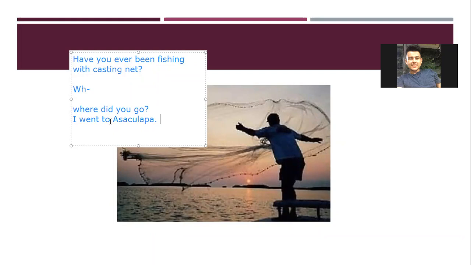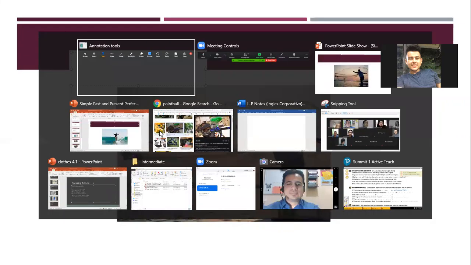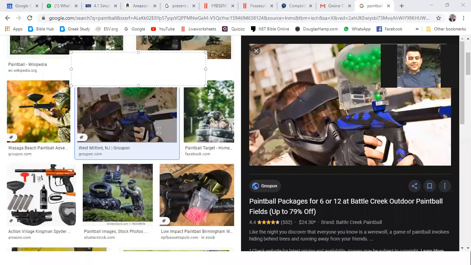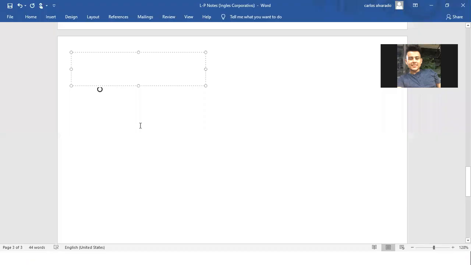Okay. Y eso es lo que vamos a hacer mañana también. Vamos a trabajar en esto mañana también. Okay. Very good. Now, give me a second. Con esto termino. Tenía otras fotos, pero ya no nos da tiempo.